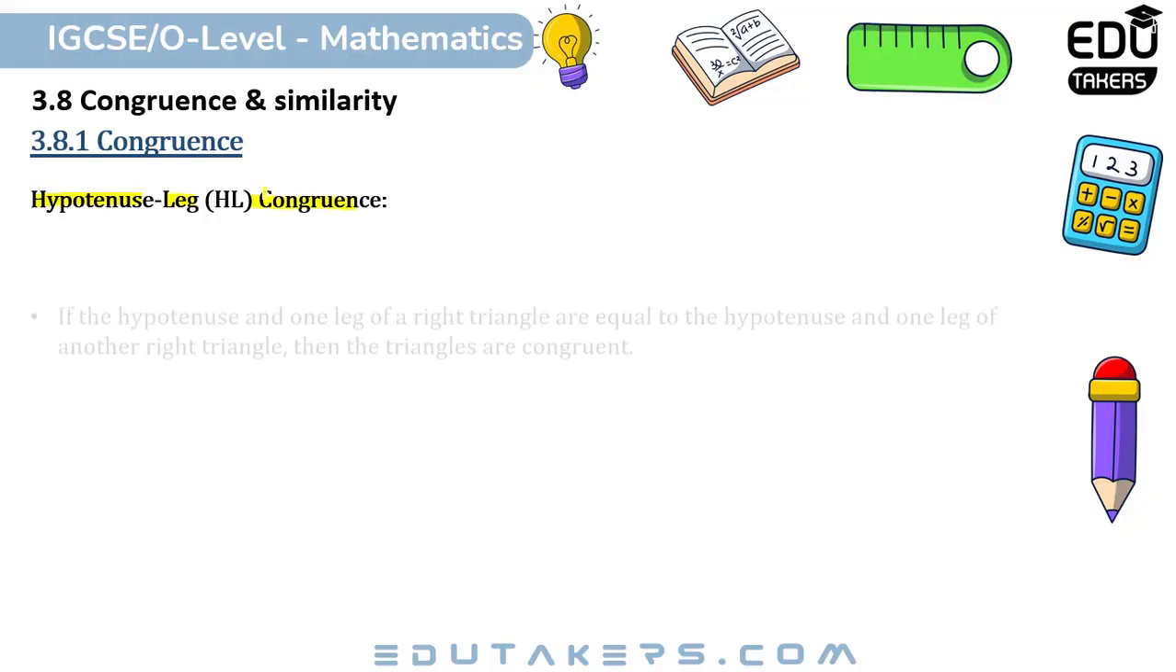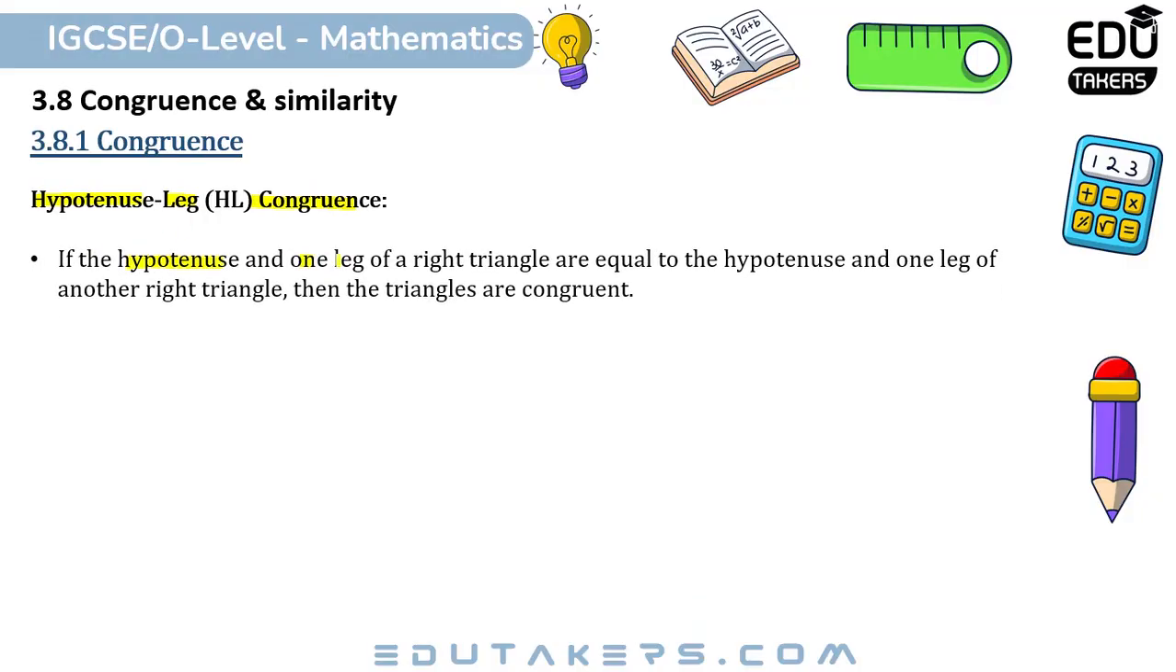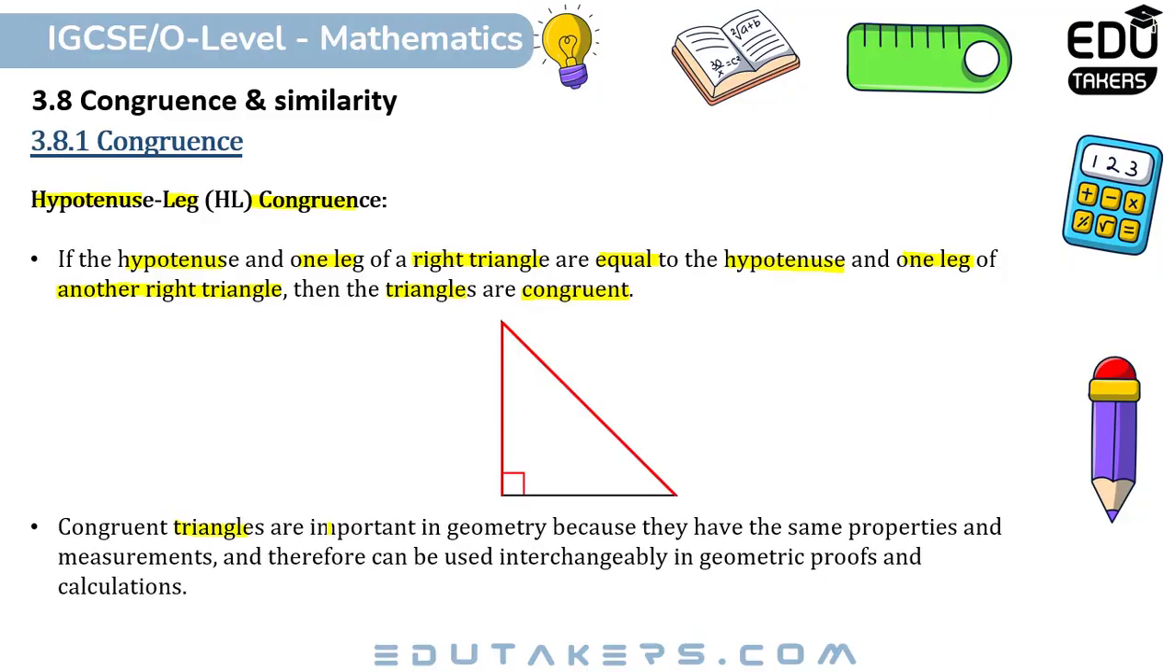Hypotenuse-leg congruence. If the hypotenuse and one leg of a right triangle are equal to the hypotenuse and one leg of another right triangle, then the triangles are congruent. Hypotenuse and one leg of a right triangle. Congruent triangles are important in geometry because they have the same properties and measurements and therefore can be used interchangeably in geometric proofs and calculations.